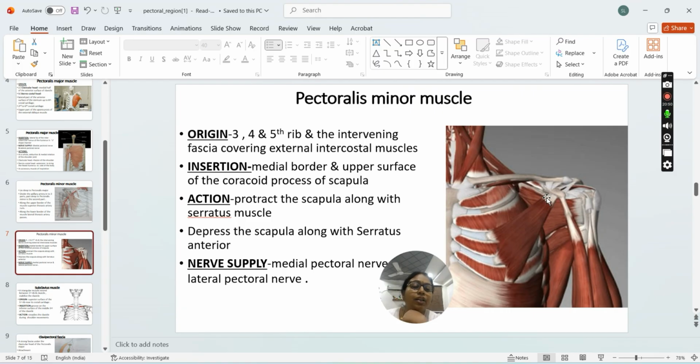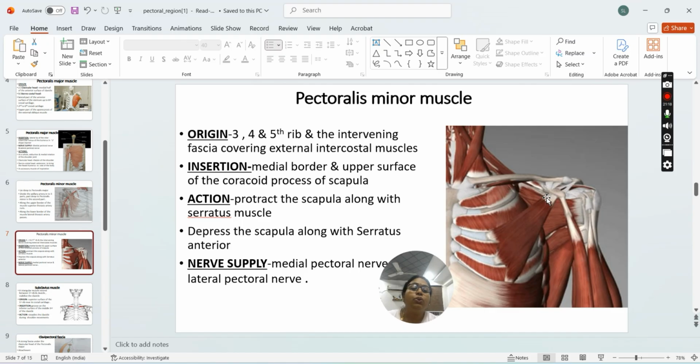From this protracted condition, if you take it back to the normal position or further, it is called retraction. When you are shrugging, you are elevating the scapula, and taking it back to the normal position is called depression. So the movements are protraction, retraction, elevation, depression and rotation, a forward rotation and backward rotation.